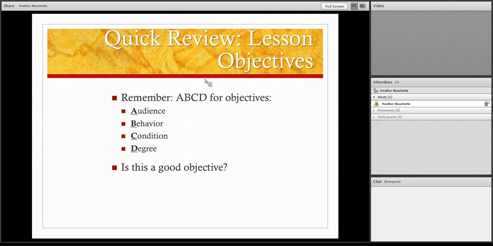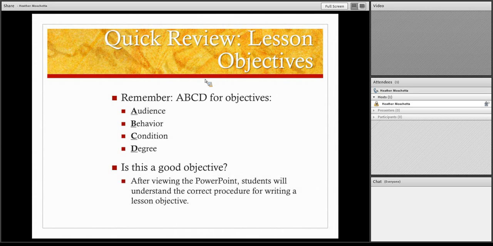So let's take a look at a sample objective. And I'd like you to go through the A, B, C, D and identify whether or not they are in this objective and whether or not they are written correctly. So take a moment, read this objective, pause the webinar, and analyze the A, B, C, D of this objective.